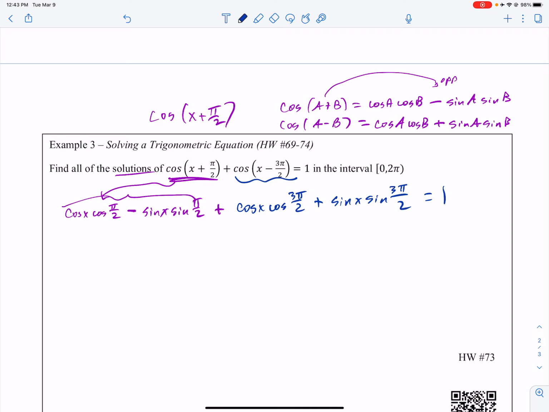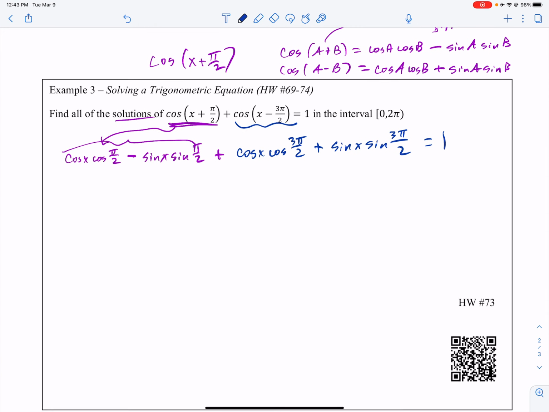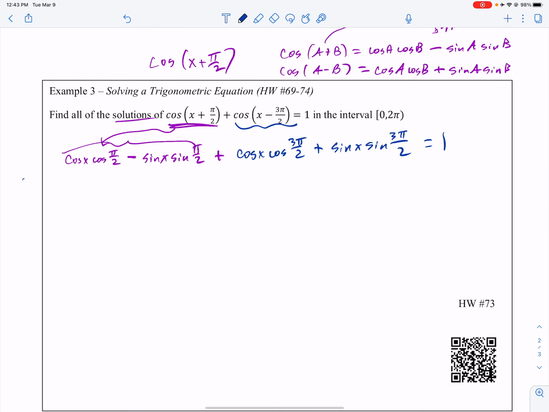Now you need to evaluate. So for this first one, we're at pi halves, which is the point 0, 1. And so the sine of pi halves is your y over your radius. It's going to be 1. Your cosine of pi halves is going to be your x over it, so it's going to be 0.